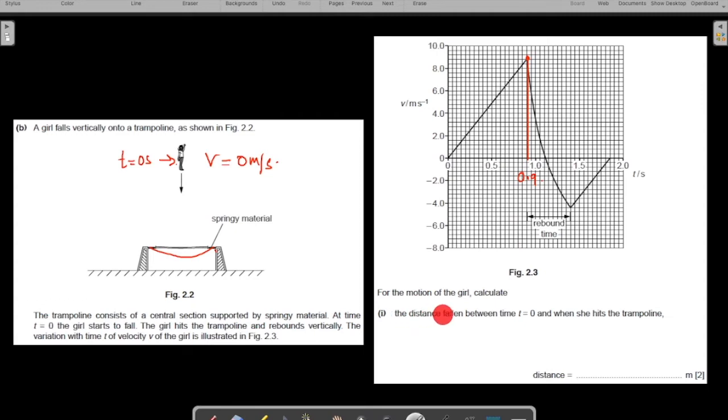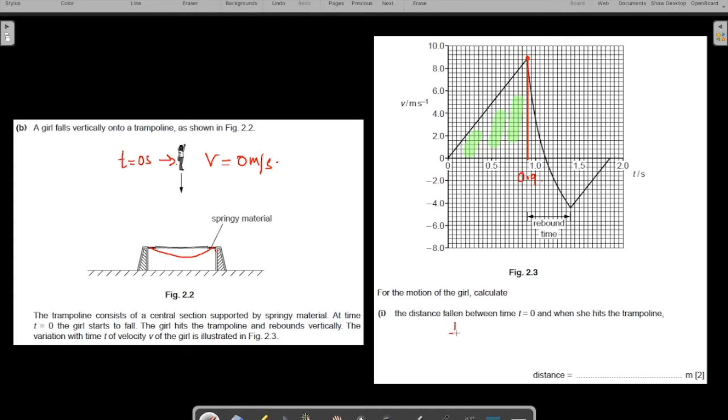So they are asking for the distance fallen between time t equal to 0 and when she hits the trampoline. So this is the point, 0.9 is the time when she hits the trampoline. You have to calculate the distance. If you have a velocity-time graph, how do you calculate the distance? It is the area under the graph. You should be able to answer this question. The theory for these things is already done. You can go through the theory video on motion to understand. This is the area that you need to find.